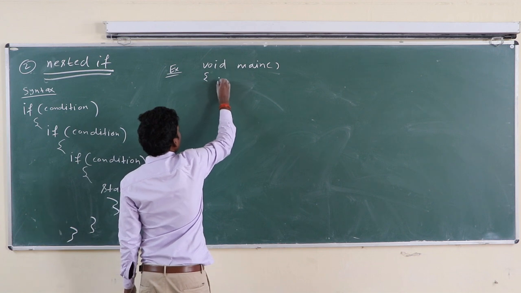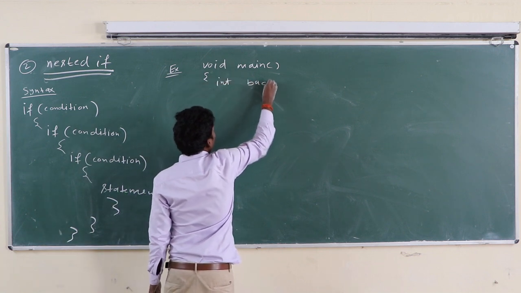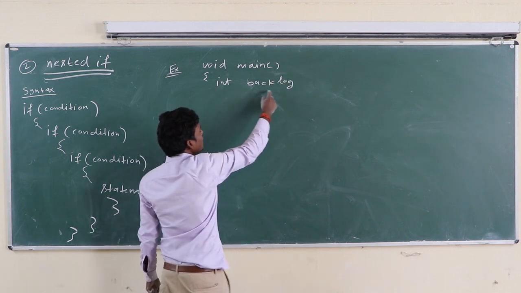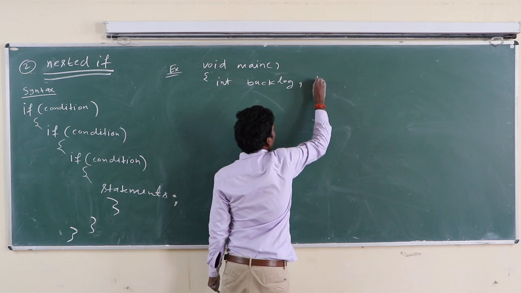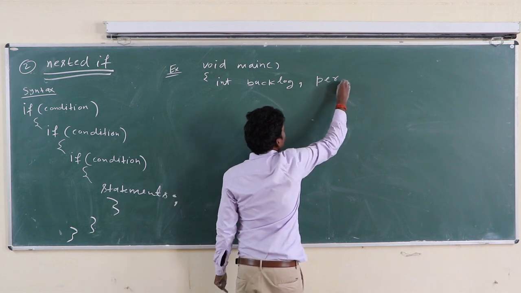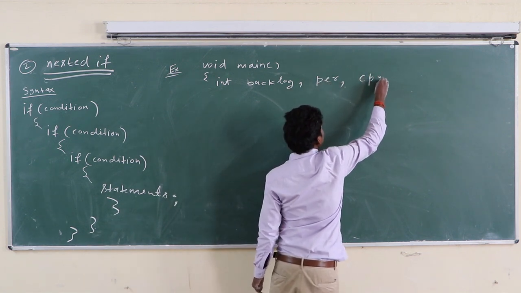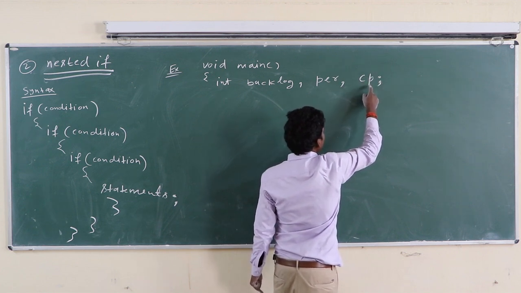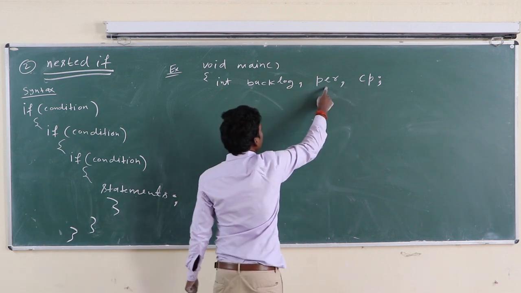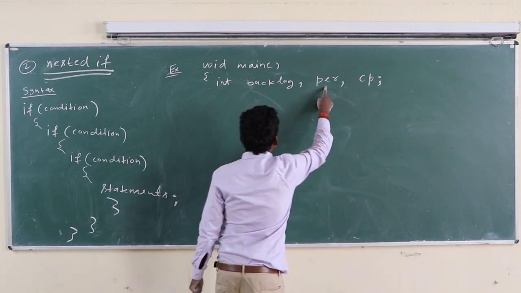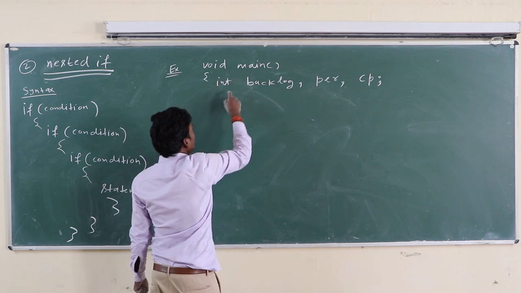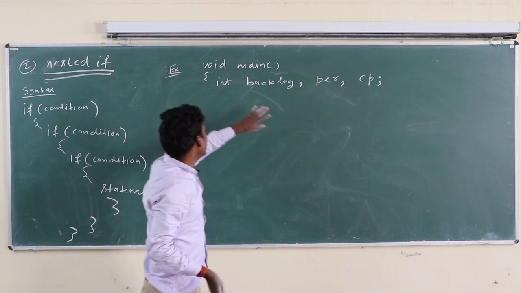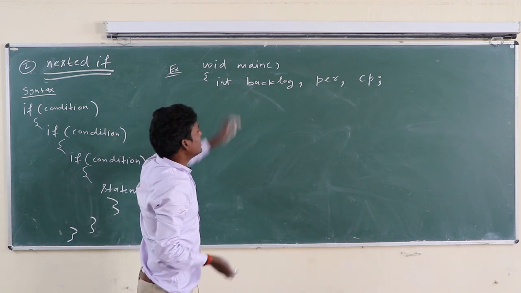Void main, int backlog. Backlog is a variable which is integer type. This is a valid name. Backlog, per for percentage, and cp. Here cp is an integer variable, but we are using it for computer programming. Here per is used for percentage and this is used for backlog. There are three variables: backlog, per and cp. All three variables are integer type.